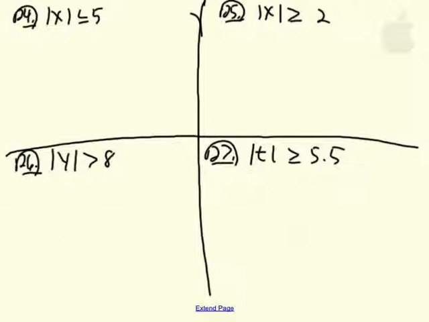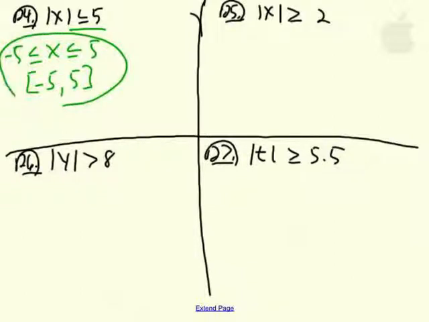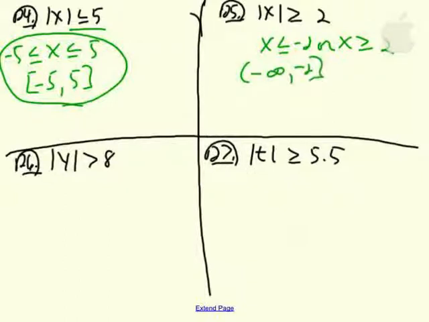24. This is between. So x has got to be between 5 and negative 5. And here's the interval that goes with that. Between. In 25, these are the wings. So x has got to be to the left of minus 2 or to the right of 2. And here are the intervals that go with that.